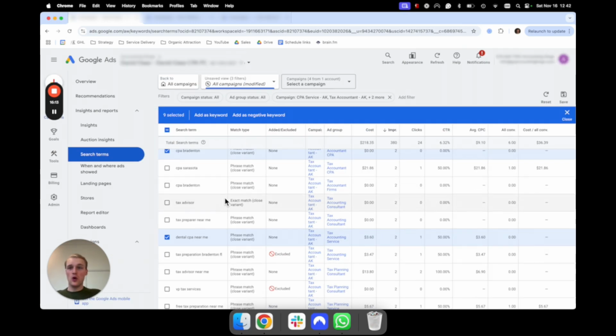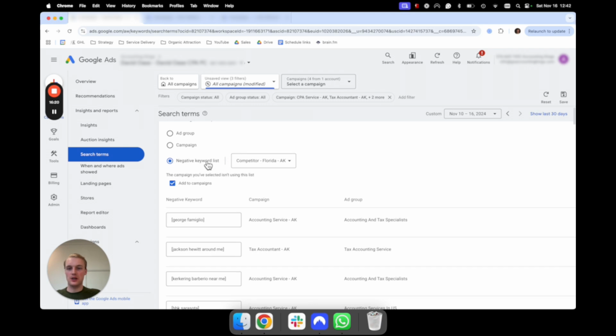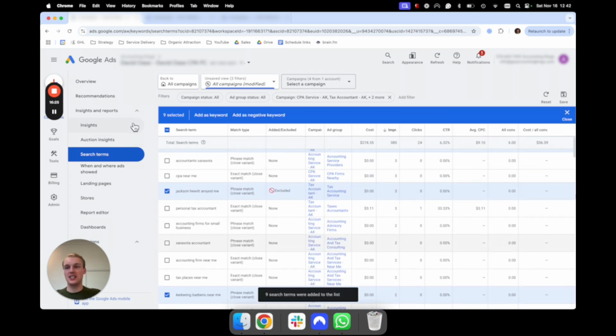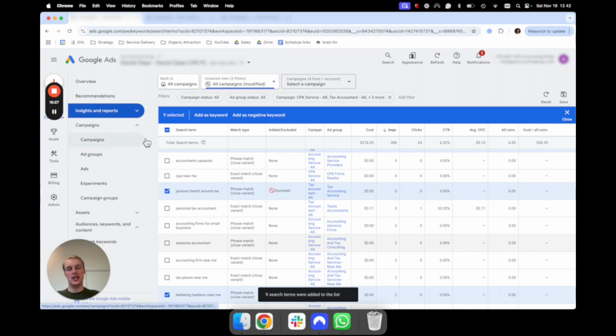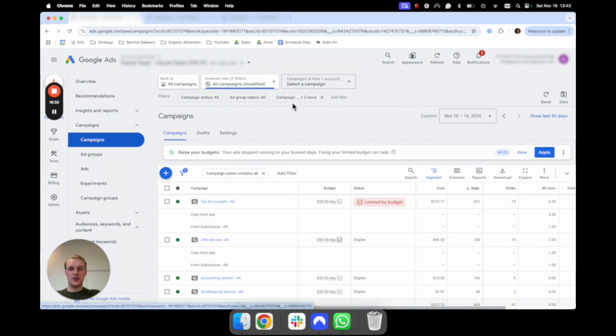So this is basically the whole process. It's extremely simple. A lot of people overcomplicate this. So I will just quickly add this over here to our negative keyword list. And you can see we have a keyword list for Florida, and we are going to add this in. This is the exact process we always follow for all of our accounting clients. It doesn't take a lot of time, and there's way more to it than this over here.